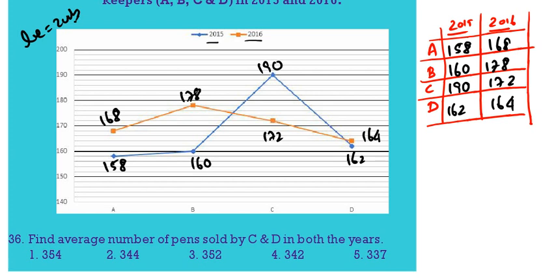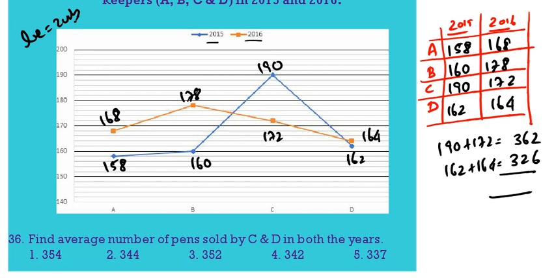Find the average number of pens sold by C and D in both the years. C, it is 190 plus 172, 362. D, 162 plus 164, 326. So total is 688. We want average, 688 by 2, that is 344. Option 2 is the correct answer. Next question. See the next question.